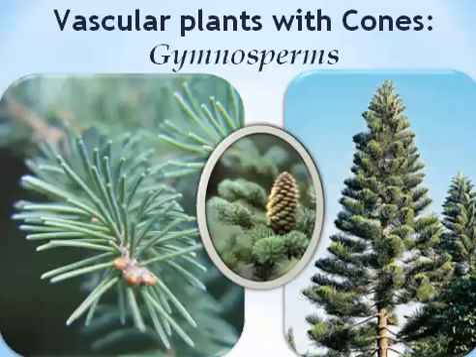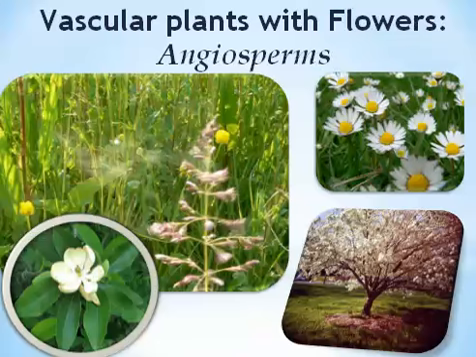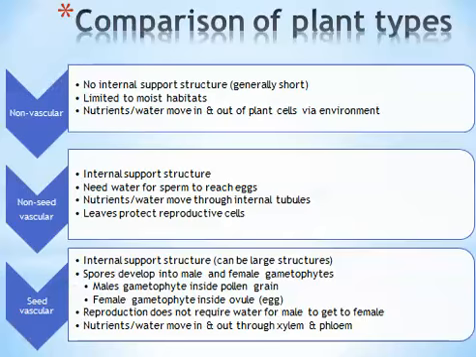Gymnosperms are plants that produce cones. Think about pine trees and other plants that you've seen that produce cones. We'll go into these types of plants in a later lecture. The second group of vascular seed-bearing plants are angiosperms. These plants produce flowers. Flowers contain the male and the female portion needed for fertilization.